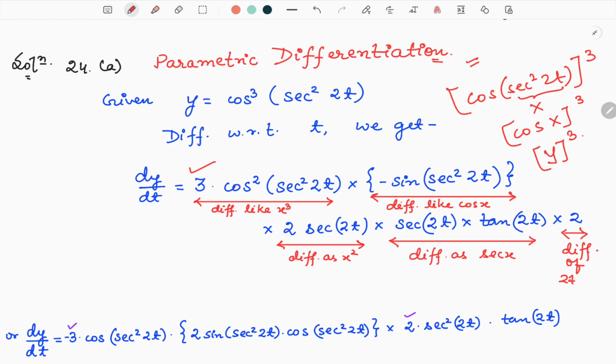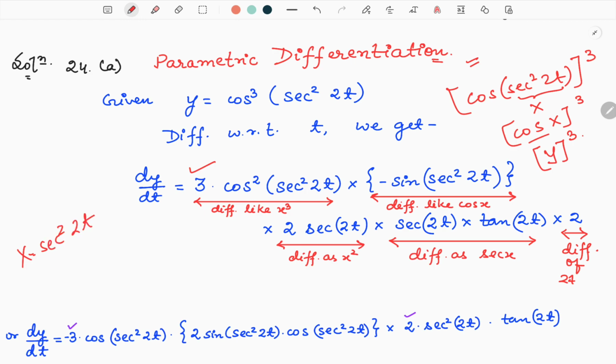Now the next differentiation will be of cos x. Cos x differentiation is minus sin x. So here I have written the minus sign, and in place of capital X you have to write sec square 2t. The next differentiation will be of x. So x is sec square 2t.